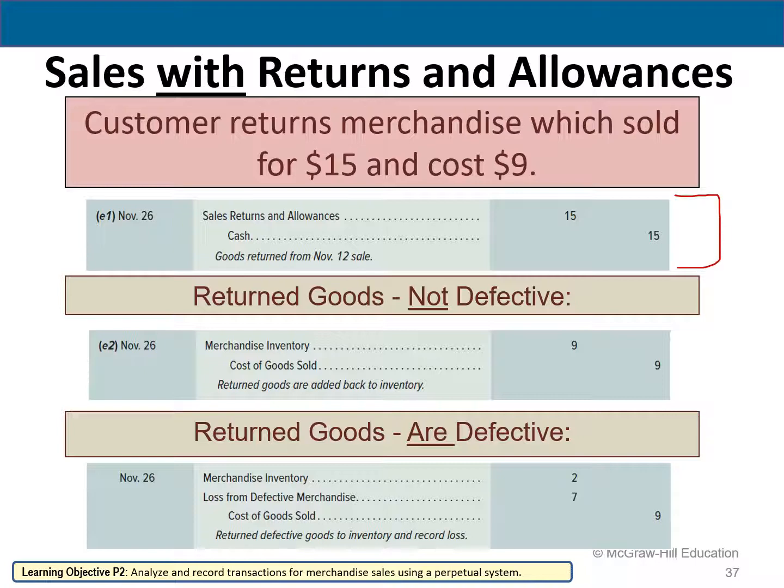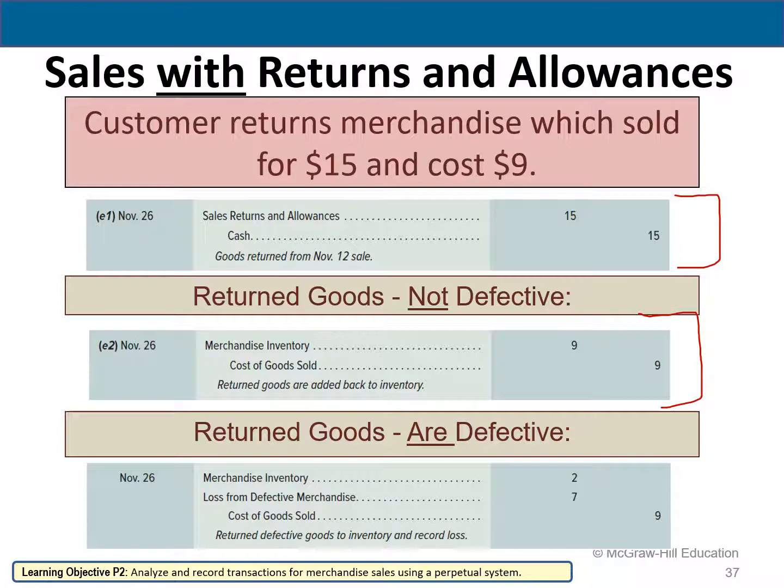So this first one is the revenue side, and then the cost side depends on whether the goods they're returning are defective or not defective. If they're not defective, we're going to put them back into inventory. So we just increase our inventory and we reduce our cost of goods sold because the goods were returned, right? So that's the debit to inventory for $9 and the credit to cost of goods sold to decrease it for $9. Because when we originally sold the goods, we recorded cost of goods sold with a debit and we recorded the reduction of our inventory with a credit. And so we just have to put it back, right?